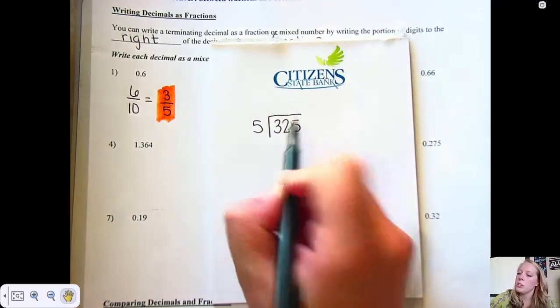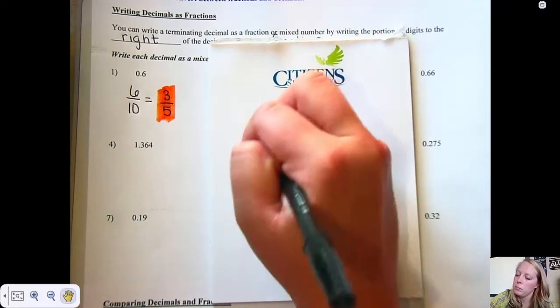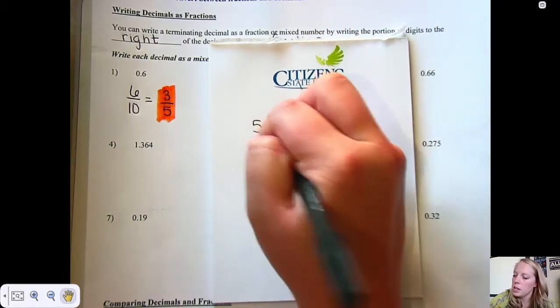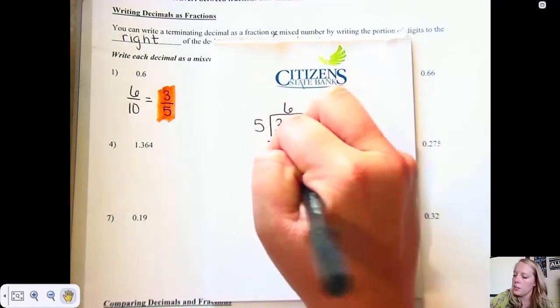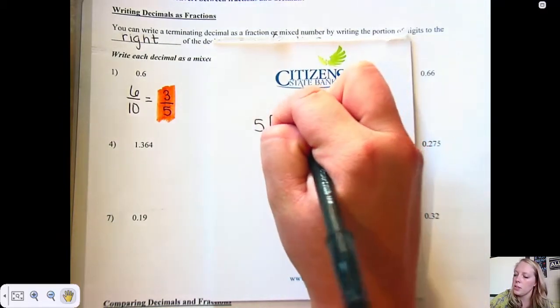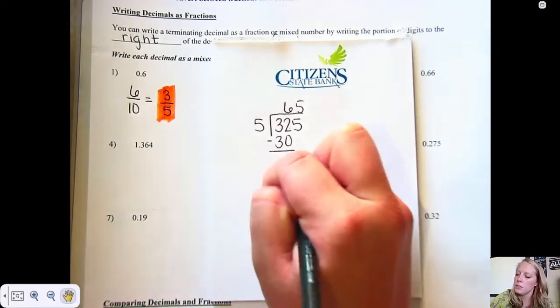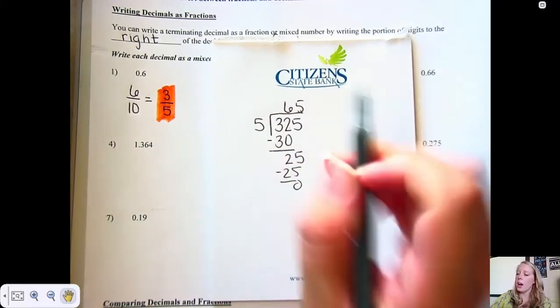5 goes into 32 6 times. Subtract, 6 times 5 is 30. Remainder of 2. Drop down the 5. 5 goes into 25 exactly 5 times. So we get 65 in the numerator.